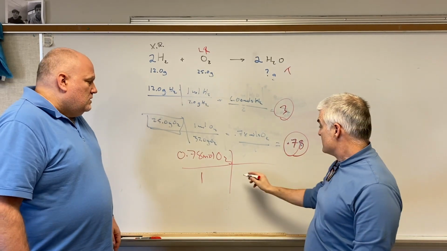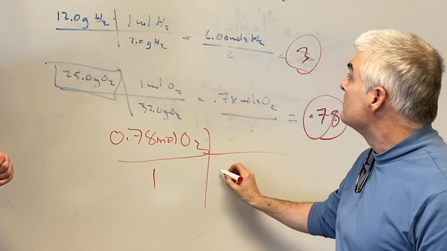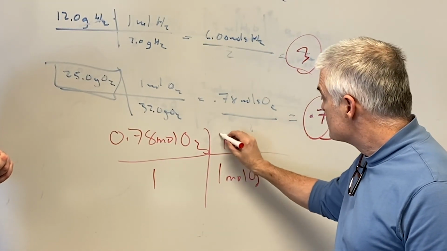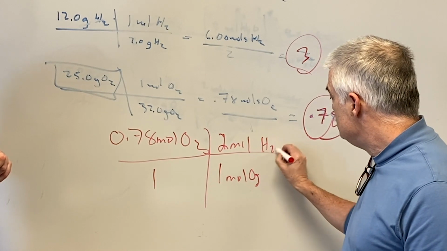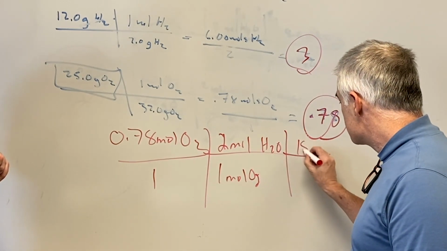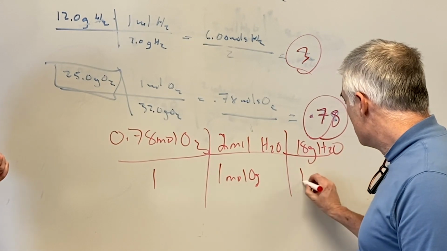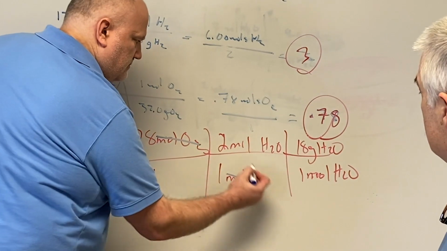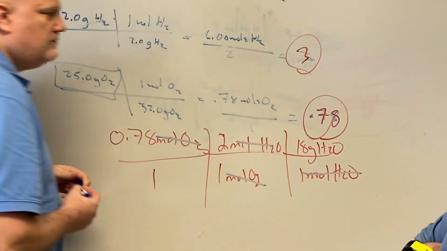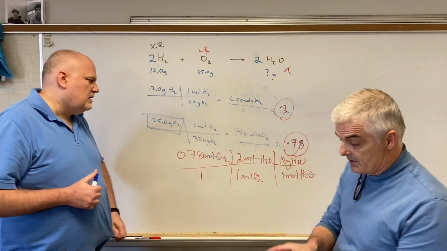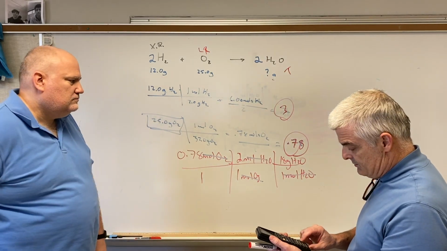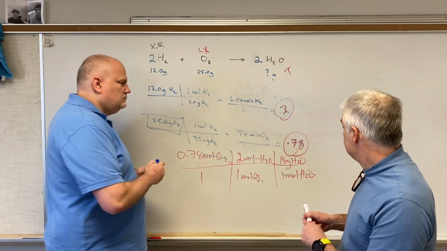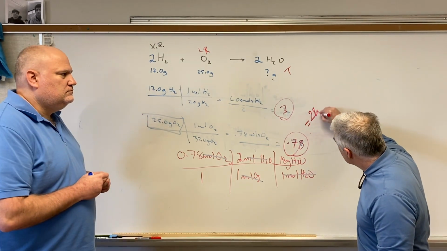So in this case, we're trying to solve for the theoretical yield of H2O. We've done this before: 1 mole of oxygen to 2 moles of water, and then there's 18 grams of water in 1 mole of water. I've got some cancellations going on here, and if we divide all that out, we would get our answer. We could do it again here: 0.78 times 2 times 18 gives me 28. That equaled 28 grams of water.